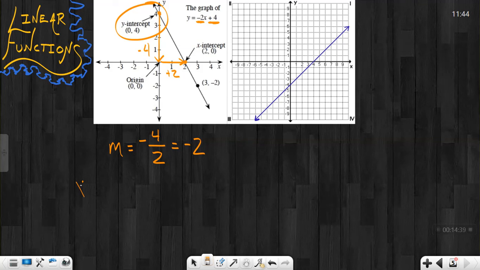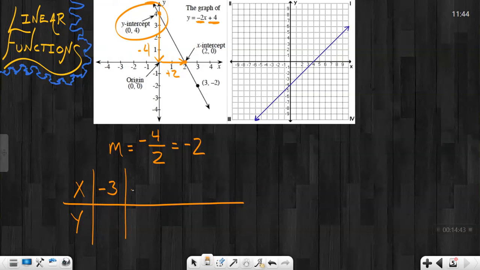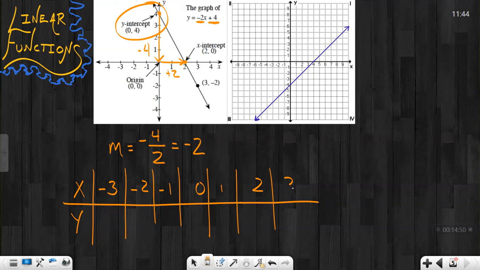Now to get a table, you could again create your xy table. And you could go negative 3, negative 2, negative 1. And you could just generate the x values that you want going all the way across here. And you could plug any one of these values into our rule. All right, and so we plug in, let's just pick negative 3 for this first one. So then y equals negative 2 times negative 3 plus 4. And we see that negative 2 times negative 3 is a positive 6 plus 4 is going to give me 10. And I can plug that in.